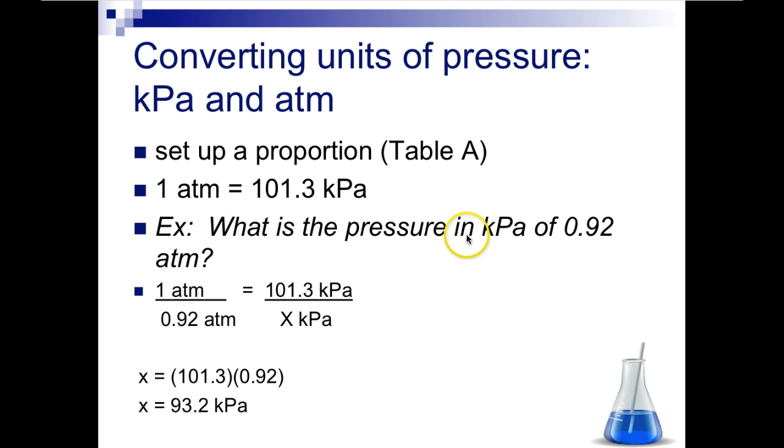So what is the pressure in kilopascals of 0.92 ATM? We know from table A that 1 ATM is equal to 101.3 kPa, and we're looking for how many kPa 0.92 ATM is. So we are going to cross multiply and solve. It's going to be 0.92 times 101.3, so our answer is going to be 93.2 kilopascals.